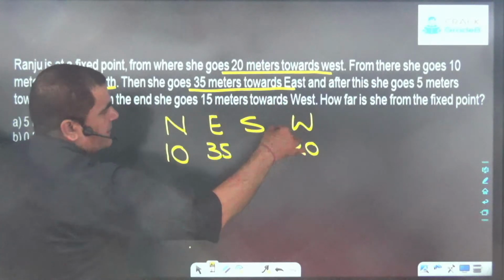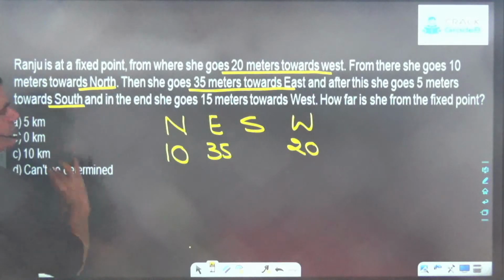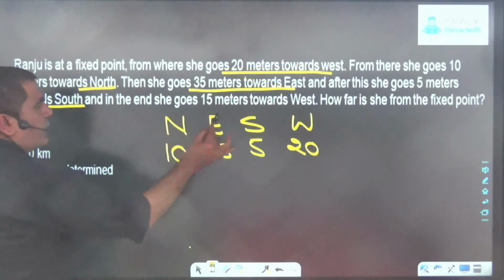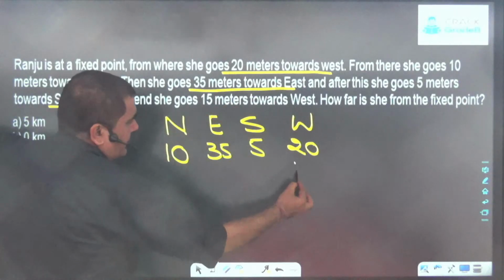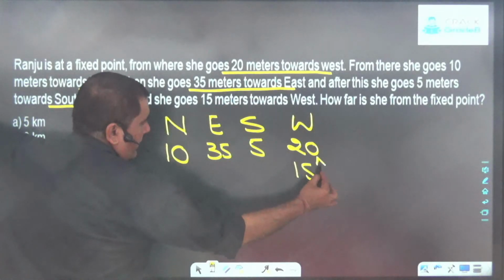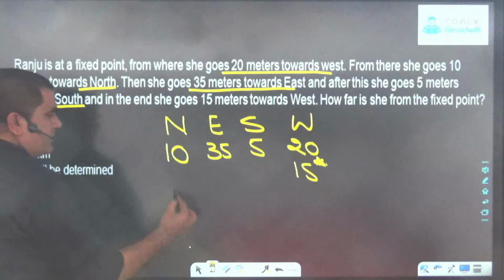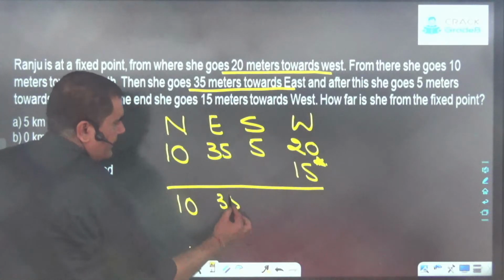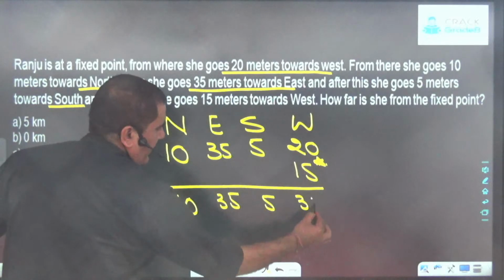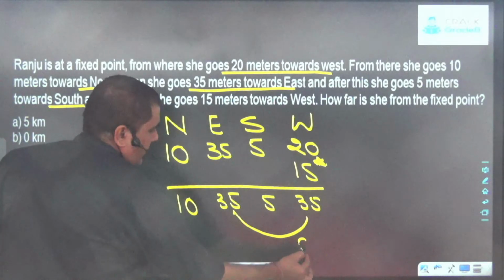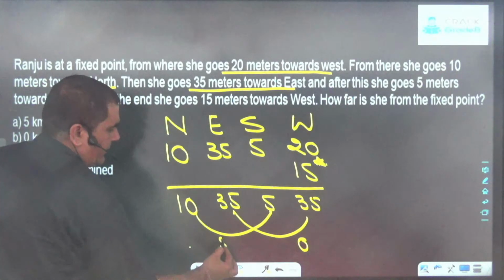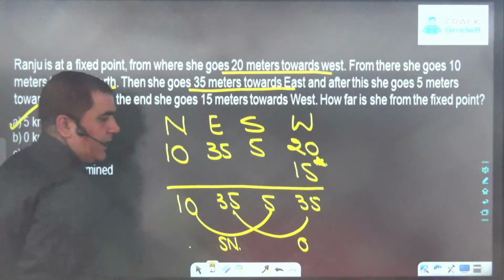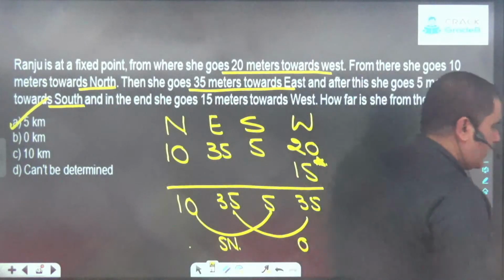And after this she goes 5 meter towards south. So at last 5 meter towards south. And in the end she goes 15 meter towards west. So last 15 meter towards west. Over. How far? Simply they are asking for distance. This will be 10. This will be 35. This will be 5. This will be 35. This will become what? 0. This will become what? 5 north. The answer is 5 meter north. 5 meter is the answer. A. A is the answer.